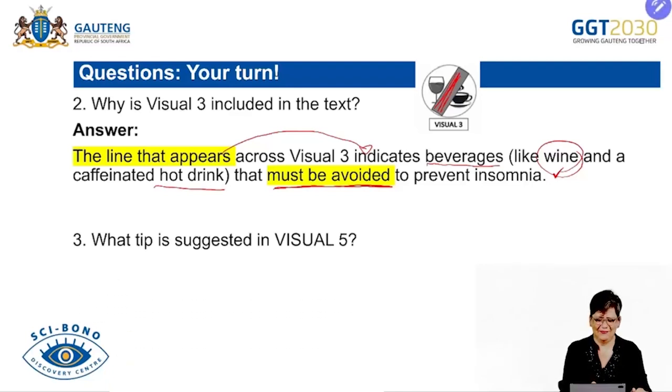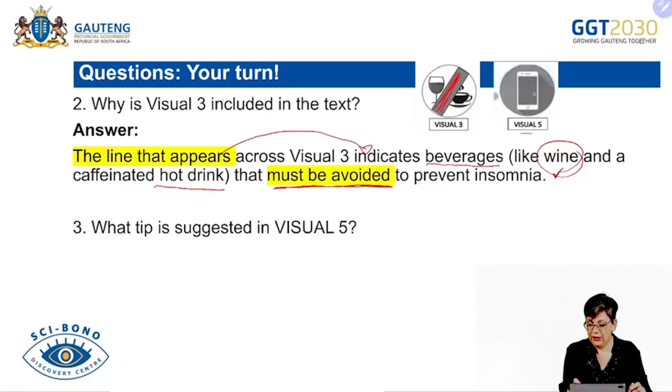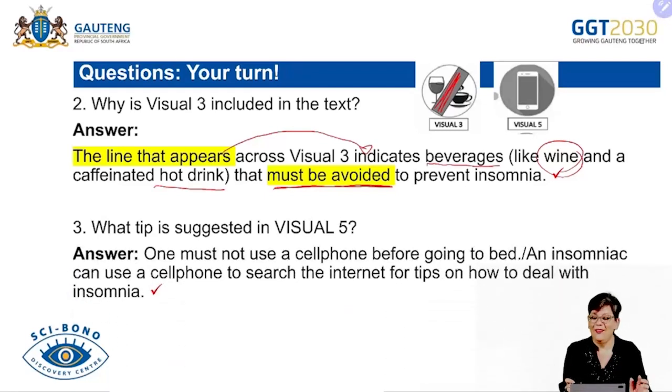It's really easy. Now, there's a tip suggested in visual 5. So I've included visual 5 for you here on your screen on top. So this is all we have. We have a mobile phone. Okay. So what's the tip? No, I know you're clever, and I'm sure you know this. Obviously, you shouldn't use your cell phone before going to bed. But that's the one thing.